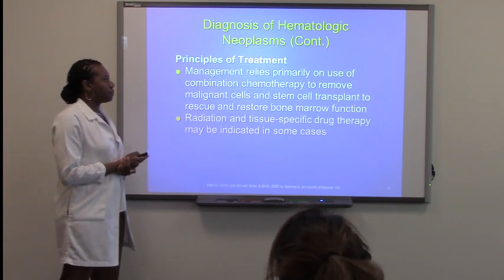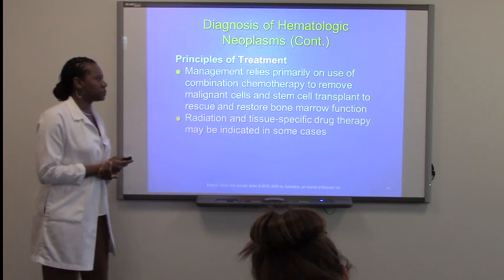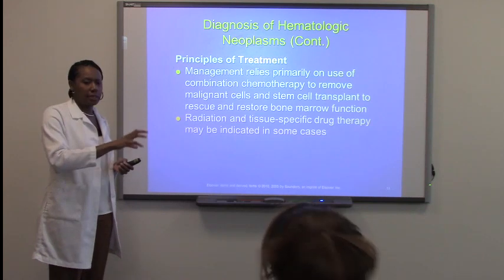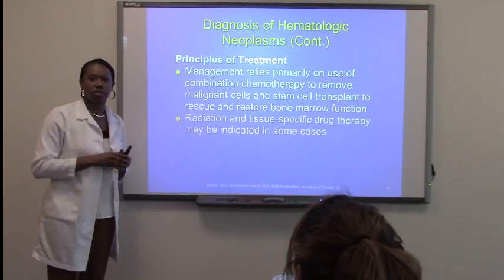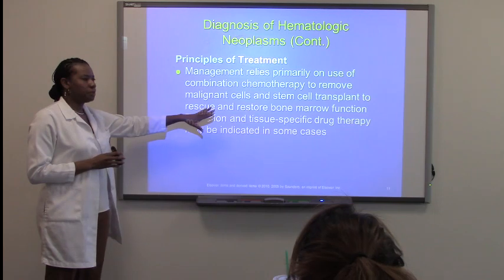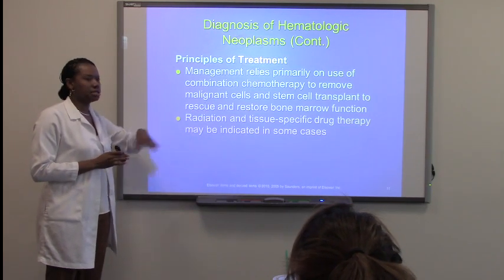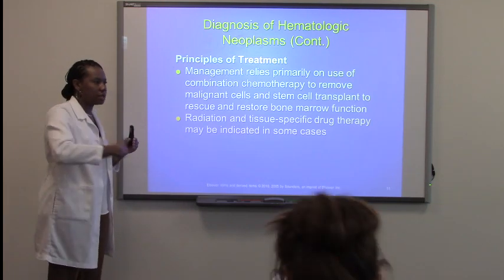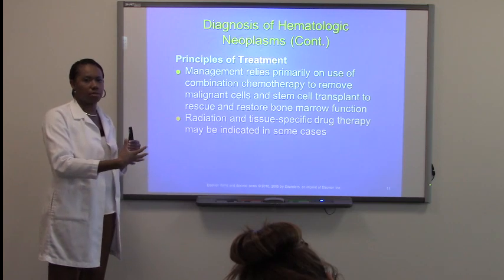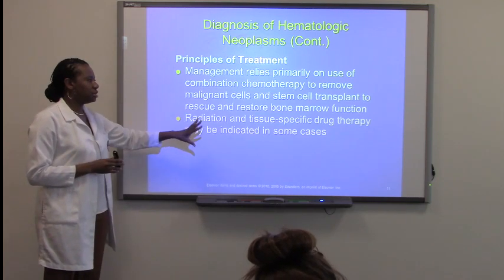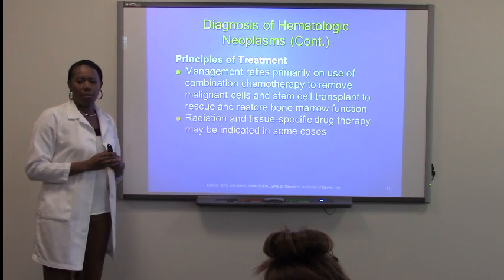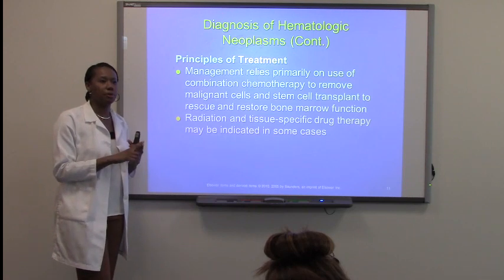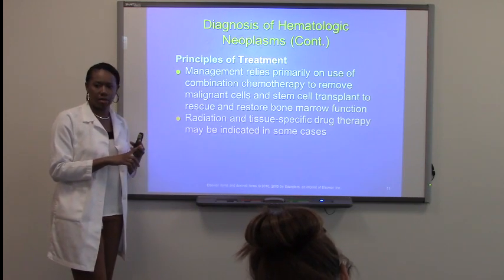Now, principles of treatment. Let me just explain. Chemotherapy, we know, is there to definitely try to remove the malignant cells or to try to kill them as much as they can. When people have what is called a stem cell transplant, this is definitely to restore the bone marrow function, or to clean out and give us a nice new healthy bone marrow, as you know. Radiation and tissue-specific therapy will sometimes be used in leukemias, but not so much. They definitely use more chemotherapy and bone marrow transplant, just to let you know.